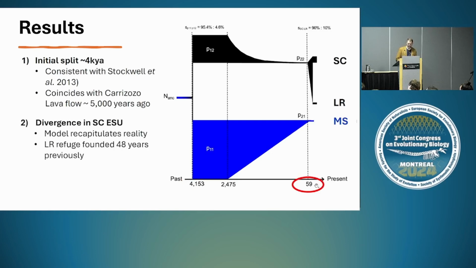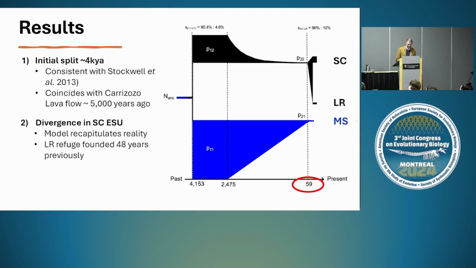Secondly, you can see here that the model determined that Salt Creek and Lost River, both part of the same ESU, diverged 59 years ago. So we know from the historical evidence that humans actually pulled about 30 fish from Salt Creek to found the Lost River population, which occurred 48 years ago. So it's a good kind of quality check with the model.